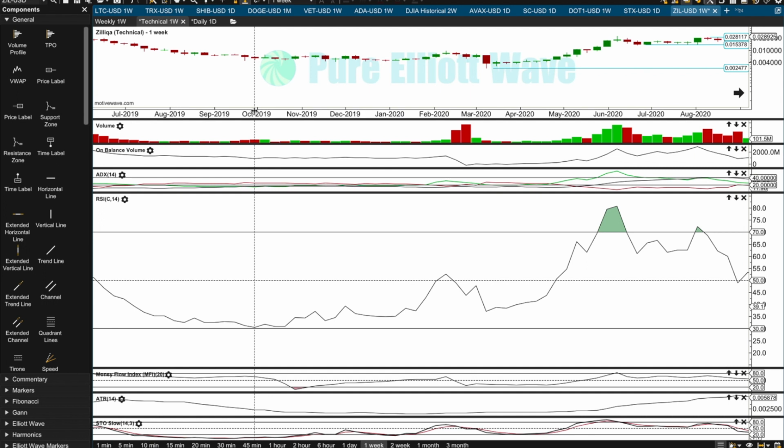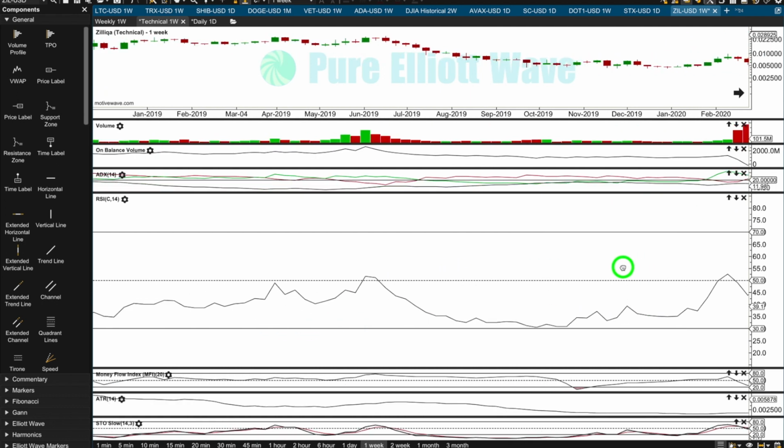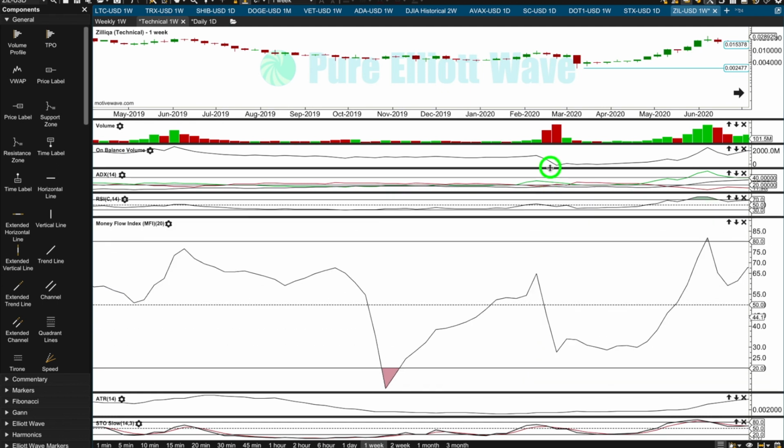From this low back here, the close 0.005370, and this low here, the close 0.003533. Prices closed lower, but RSI is higher. It didn't reach oversold though, but it did at the monthly chart level, not at the weekly. And some good bullish divergence between price and money flow index. Money flow index is higher, price is closing lower.